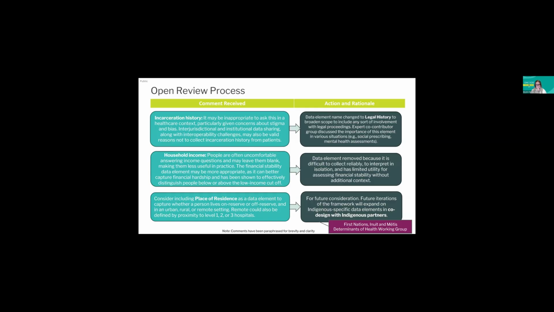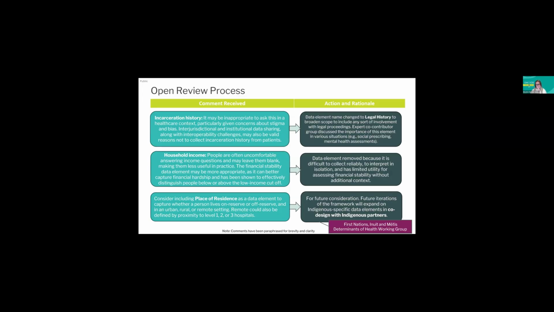In one case, feedback on incarceration history raised some concerns that it may be inappropriate to ask in a healthcare context, particularly because of stigma, bias, and challenges related to interjurisdictional and institutional data sharing. In response, the data element was changed to legal history to broaden the scope beyond incarceration and reflect involvement with legal proceedings more generally, while still recognizing that this information can be important in some contexts, such as social prescribing.